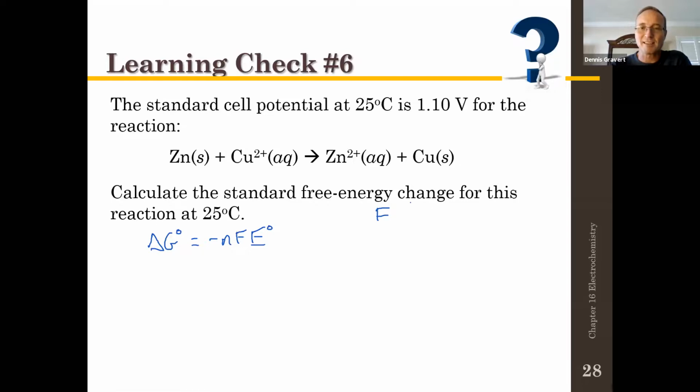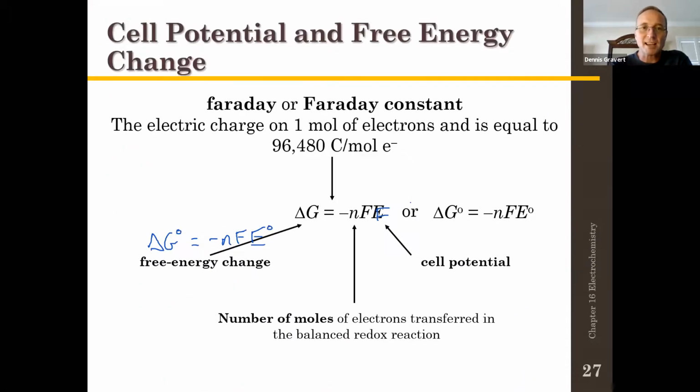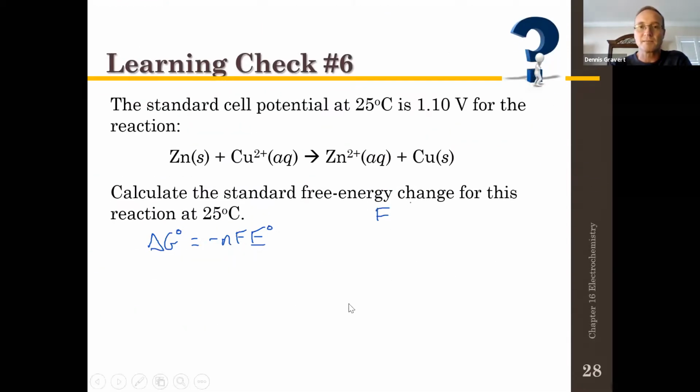Can I go back? You can go back. There we go. It's 96,480. Okay. Faraday's constant is 96,480 coulombs per mole of electrons. Okay. What do we want to do?